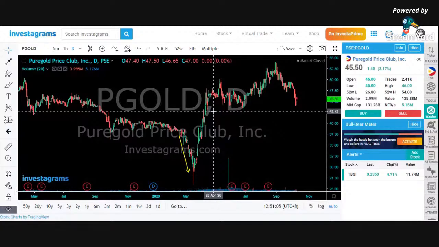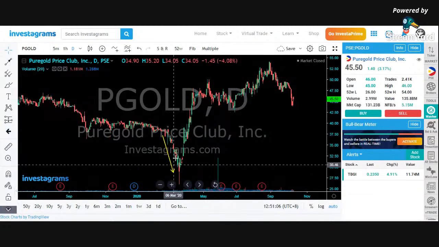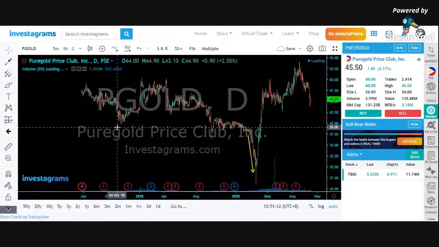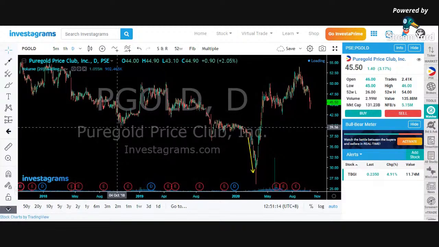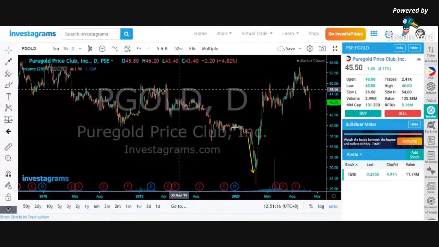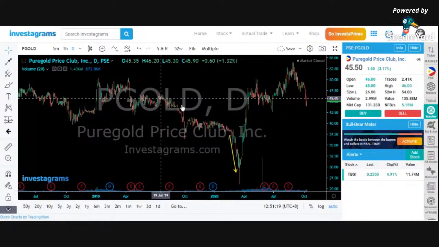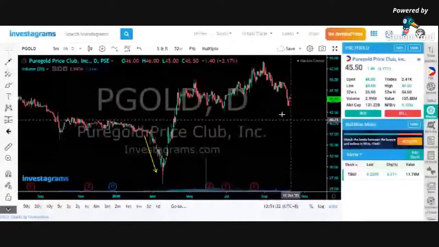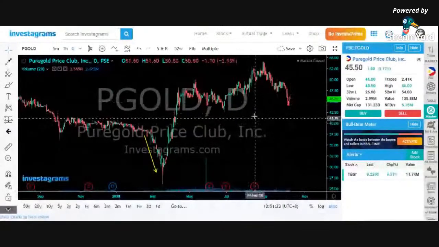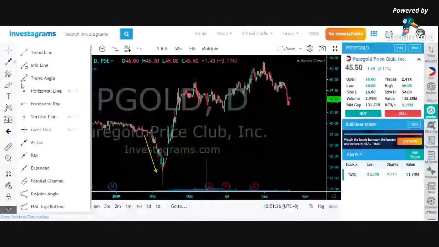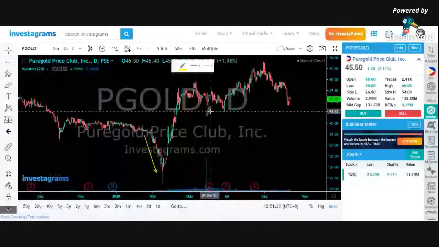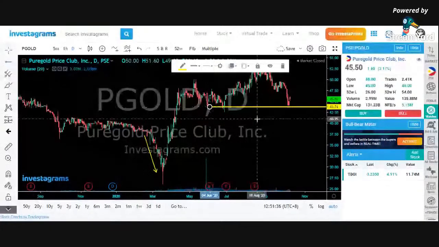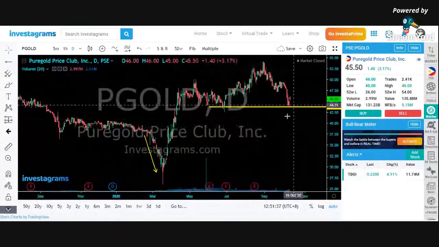Now, prices are going up and break this. We zoom it out all. We see that in this area we have a resistance area there and it is climbing. Now Megaworld, Pure Gold rather, is going back to the support area.